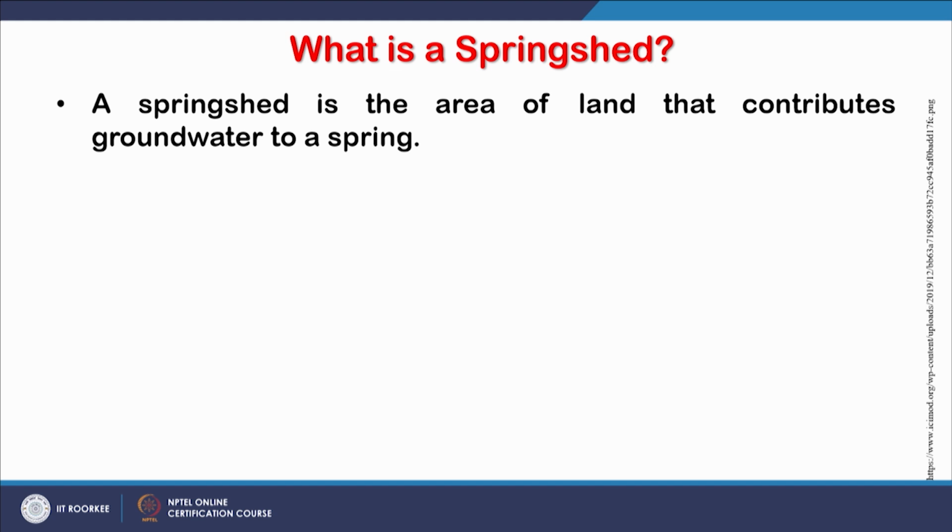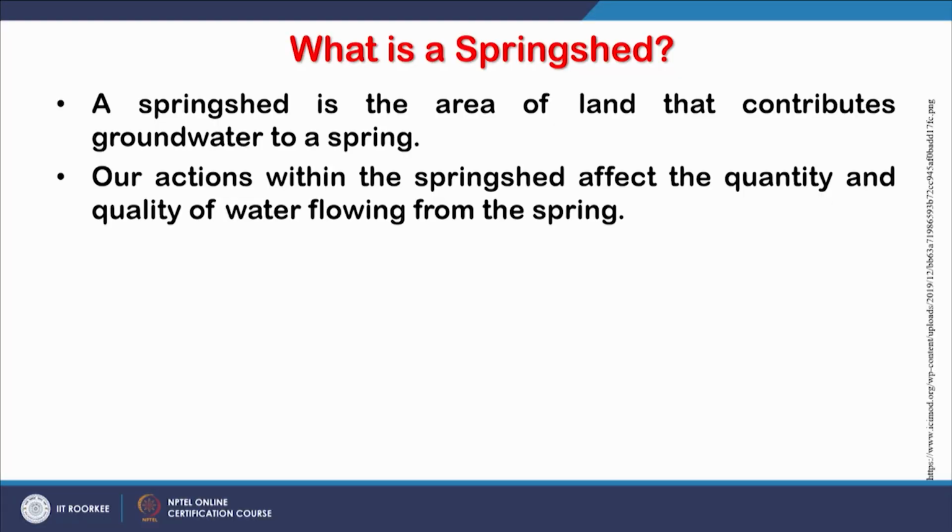So, springshed is definitely different than watershed. Watershed is mainly for the surface, whereas springshed is in creating a spring. The outlet of a springshed is a spring, and that is the contribution to the groundwater. So, our actions within the springshed affect the quantity and quality of water flowing from the spring. Our actions means human interventions.